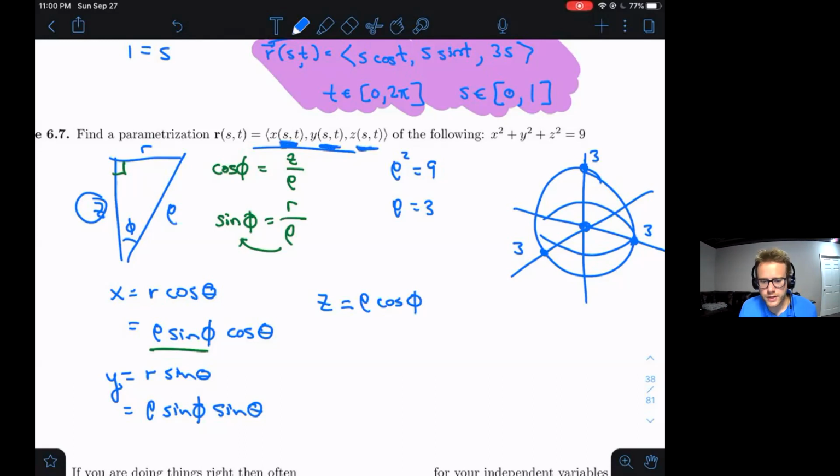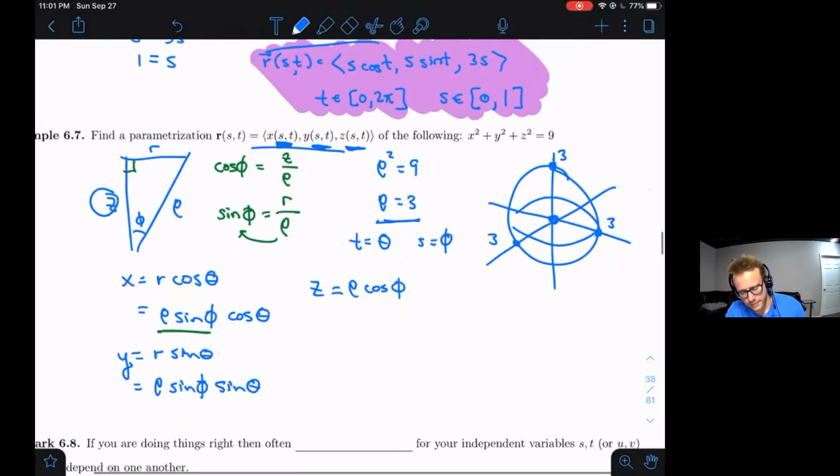And the way that we're going to do this is, well, excuse me, we know that we're on the sphere. And so when we're on the sphere, we know that rho is equal to 3. So I'm going to go ahead and swap it, and everywhere I see a rho, I'm going to put a 3. Let me also, at this point, change t to be theta. So instead of thetas, we're going to be writing t's, and instead of phi, we're going to write s's. And that'll give us our parametrization.